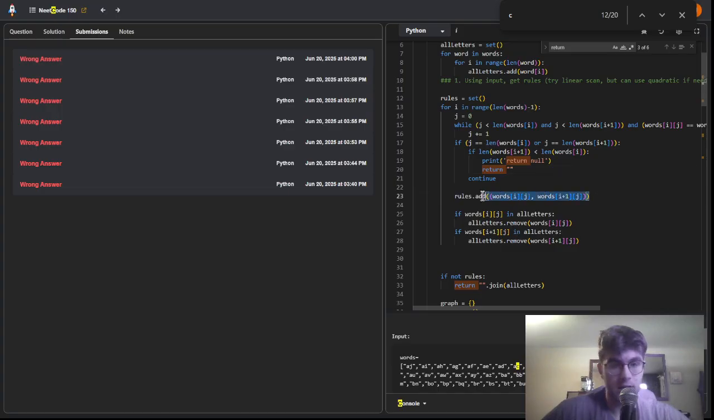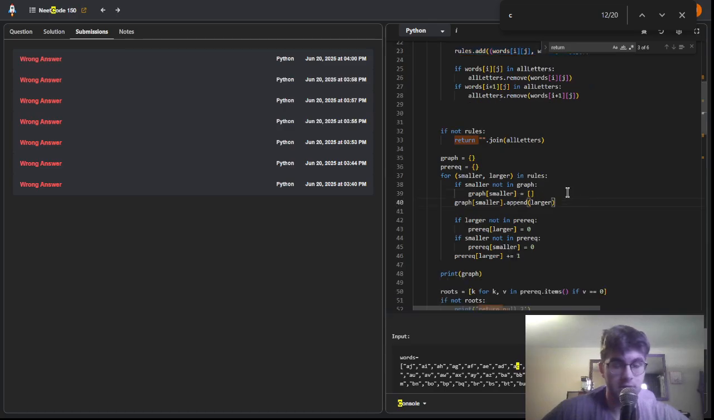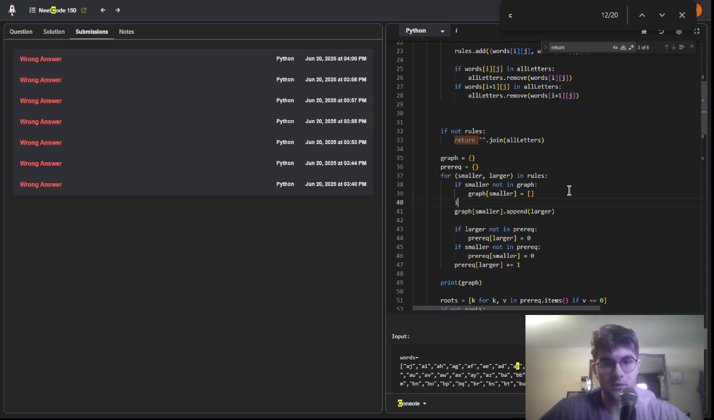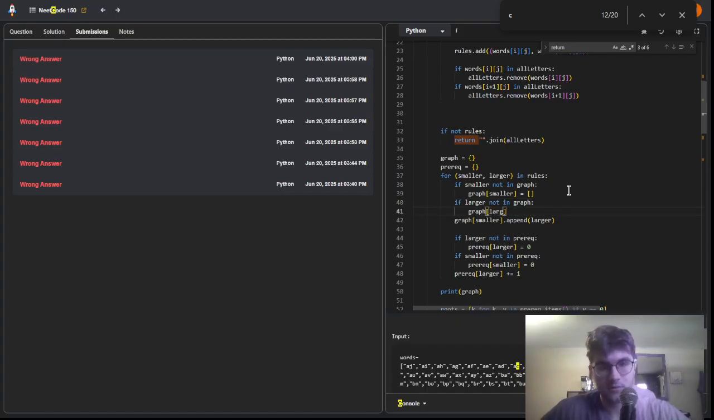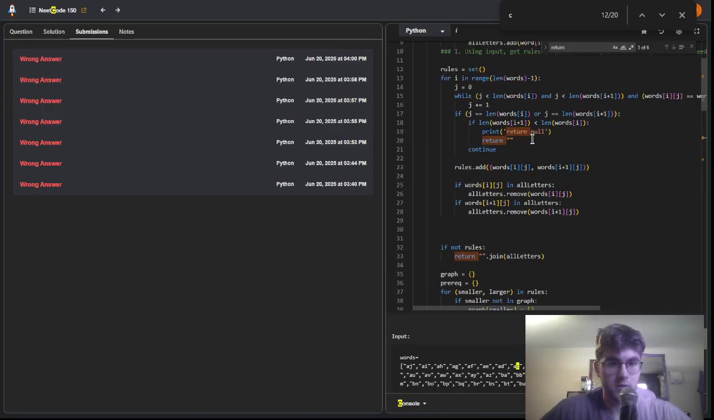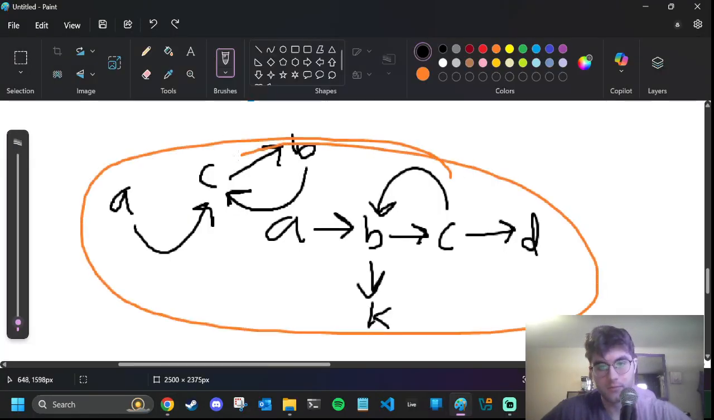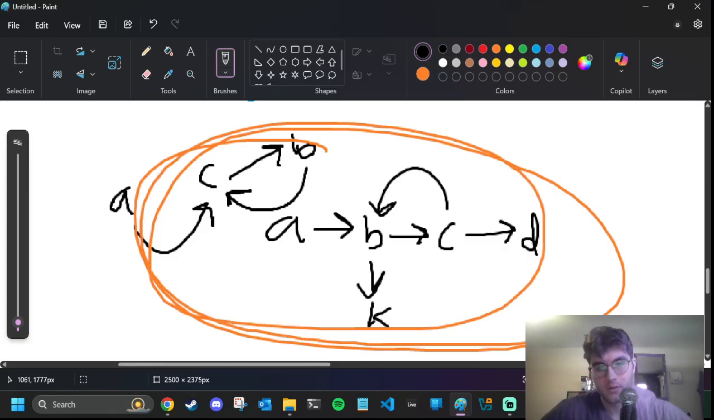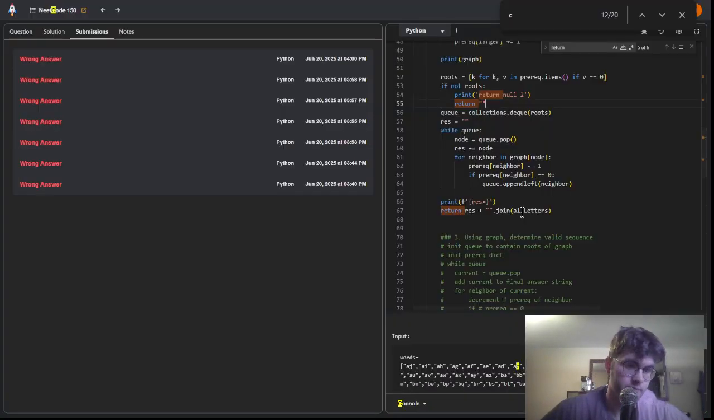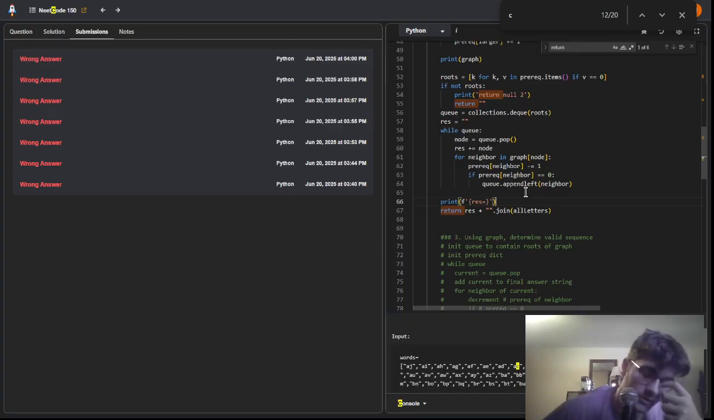is we add, where do we add the rules? The graph right here. I'm also going to add the letters, which means that we don't need the dot get thing. So the length of graph is the number of nodes. That is true. So if the length of result doesn't equal the number of nodes, then we know there's a cycle, I'm pretty sure.